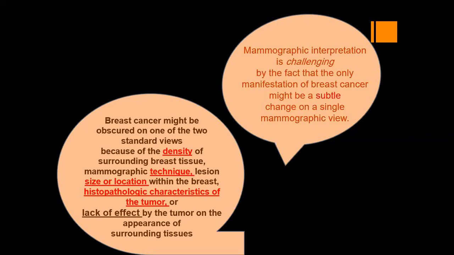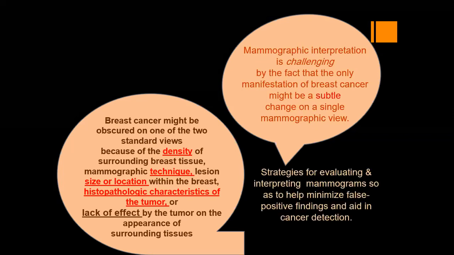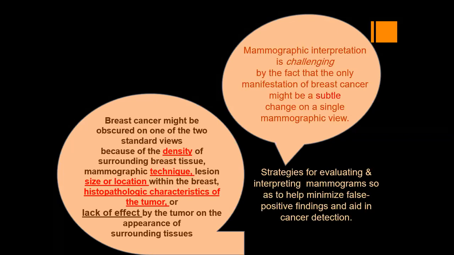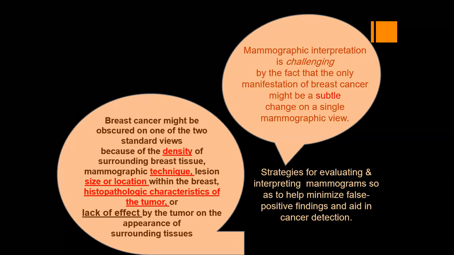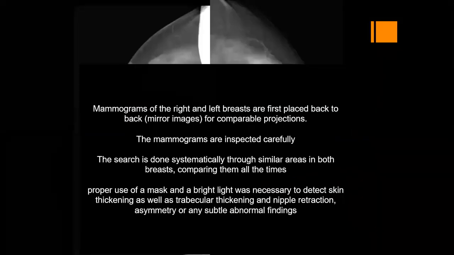Because of all these factors, we have to be cautious and we have to have strategies for evaluating and interpreting our mammographic study to help us minimize false positives and aid in detection of early cancer. So mammograms of the right and left should be placed back to back as a mirror image for comparison of compatible projections, CC back to CC and MLO back to MLO, and then inspected carefully. The search is done systematically through similar areas in both breasts, comparing all the time.